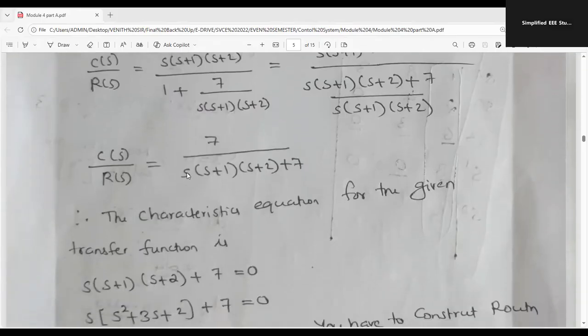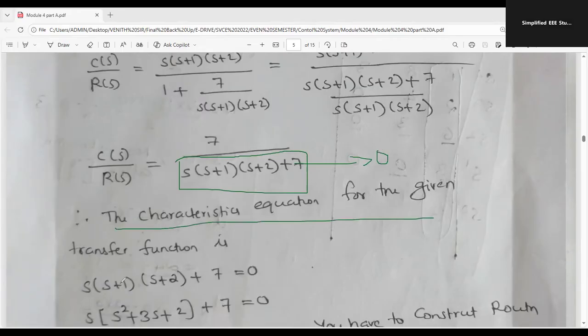So, what is characteristic equation? First of all, in order to do the Routh Hurwitz criteria, the characteristic equation is nothing but the denominator polynomial should be equal to 0. This is called a characteristic equation. Request you to write the characteristic equation. So, I have written the characteristic equation that is equal to 0. I think it is very clear to everybody.